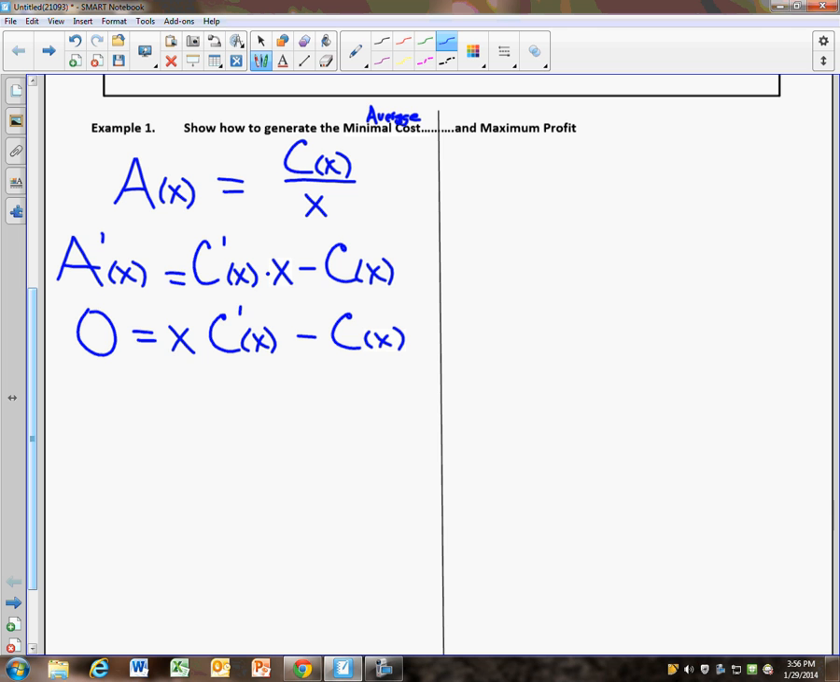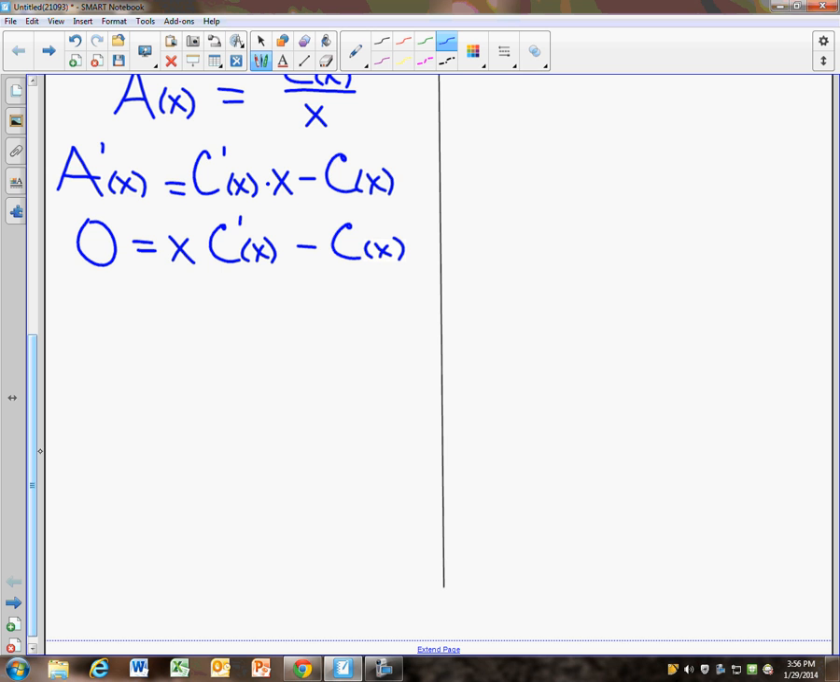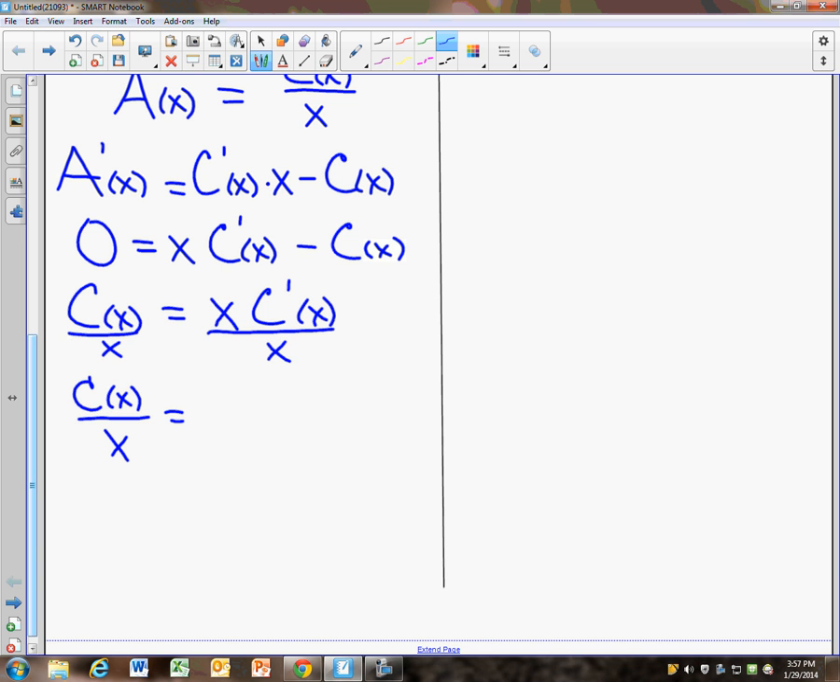And now I'm going to do something kind of strange here. Hopefully this makes sense to you, but there's a nice relationship that exists here. If I add that C of x over to the other side, I get C of x is equal to x times C prime of x. And now when I divide by x, I get C of x over x is equal to C prime of x. I'm going to give you a second to write that down.